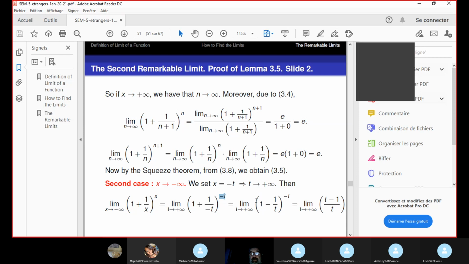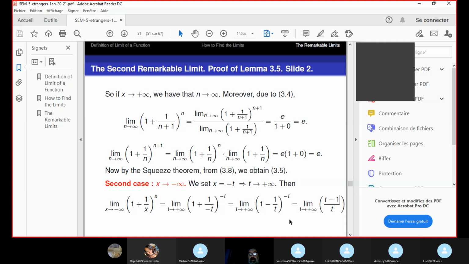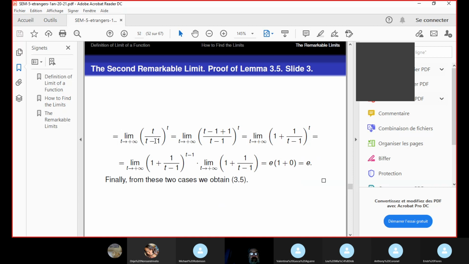Then we see that it will be 1 minus 1 over t to the power minus t. Then here it is not good. You see, we can forget about this term, because here you cannot see the power. So it will be t over t minus 1 to the power t. You see the difference. Here we had t minus 1 over t to the power minus t, yes? And then we have t over t minus 1 to the power t. Is this clear?